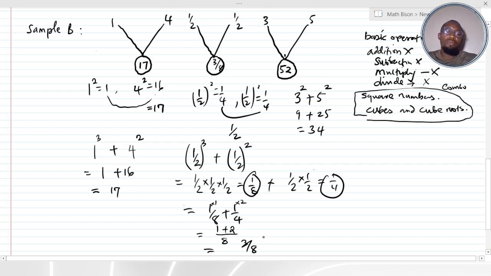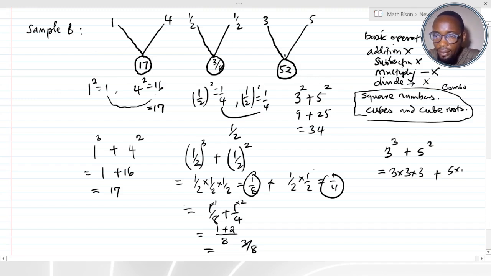This is perfect. So this one has worked for the first diagram and second diagram. So let's look at the third one. If it works for the third one, then I think we found the code. Now we have 3 cubed plus 5 squared. 3 cubed, you're going to have 27, because 3 times 3 times 3 is 27, and 5 squared is what?